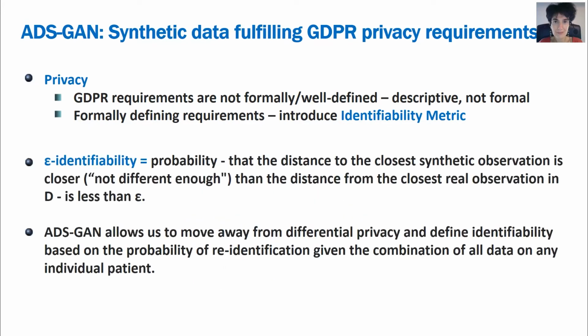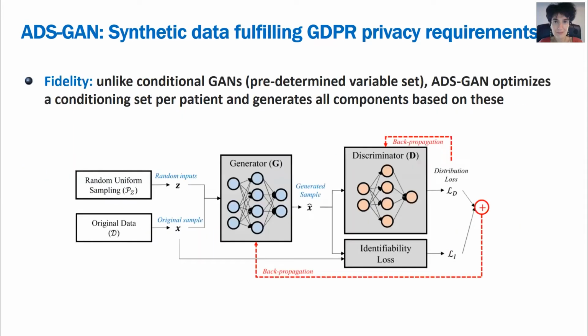We have then used ADS-GAN to allow us to move away from differential privacy, which we show in our work may at times lead to generating synthetic datasets that do not have very high fidelity, and replace differential privacy with a notion that still fulfills GDPR requirements based on the probability of identification given the combination of all data on any individual patient. How can we then train the GAN model to generate synthetic tabular data that fulfills such GDPR privacy requirements? Unlike a conditional GAN, where the predetermined variable set on which the GAN is conditioning is determined a priori, ADS-GAN learns to optimize a conditioning set per patient and generates all the components based on this.